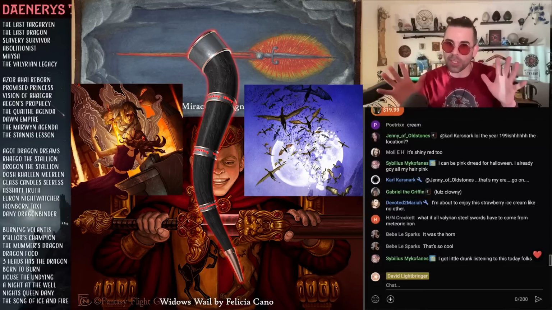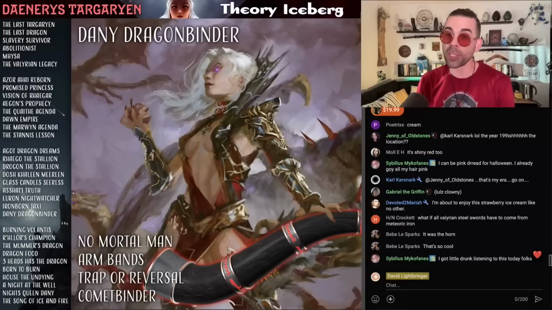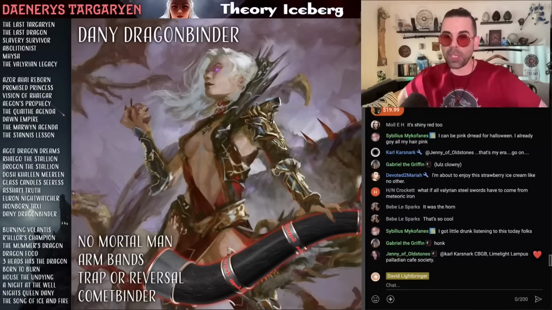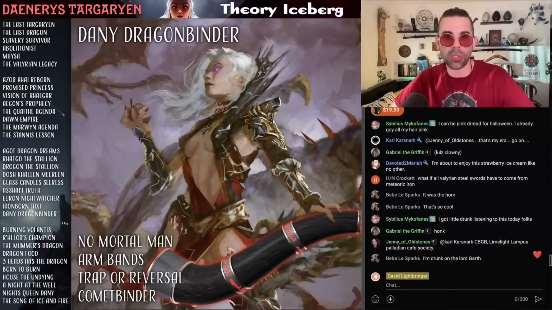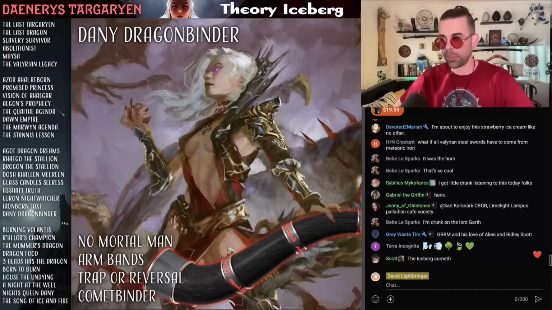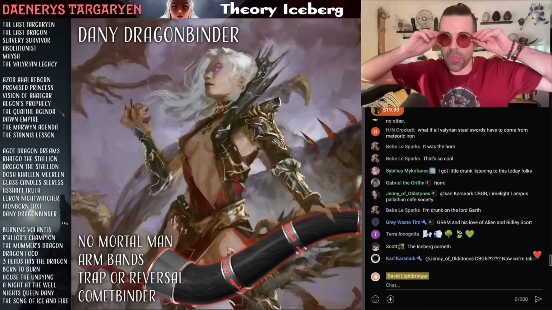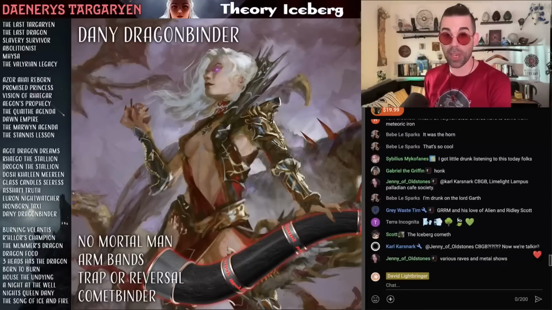Perhaps, this is theory time. Remember, theory iceberg here. This is a theory. I'm quite sure Dany will blow the horn. The question is what will happen. Maybe Dany will blow the horn and just use it to bond with Drogon better. Or maybe she can control Viserion and Rhaegal as well with the horn. Or use the horn to help Jon or Tyrion ride Viserion or Rhaegal. But that seems a little low on the ambition scale. I think Dragonbinder's going to do a bit more than that.